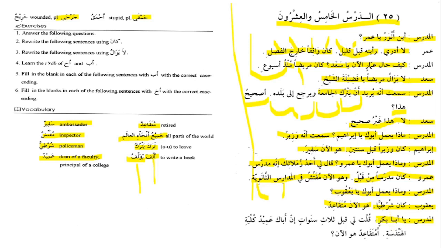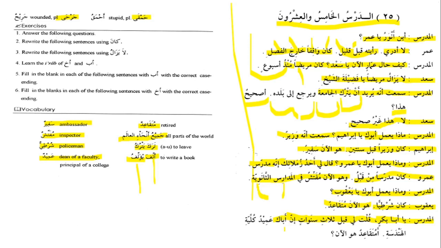Bakrin. O Abu Bakr. Kulta li, you said to me, you told me, Qabla salasi. Because the mudaf ilayhi of Qabla is coming, so I call it Qabla, not Qablu anymore. Qabla salasi sanawatin. You told me 3 years ago, Inna, that Abaka. Now you see Abaka. Inna Abaka.